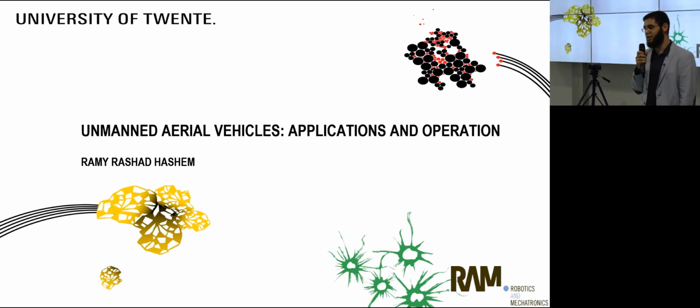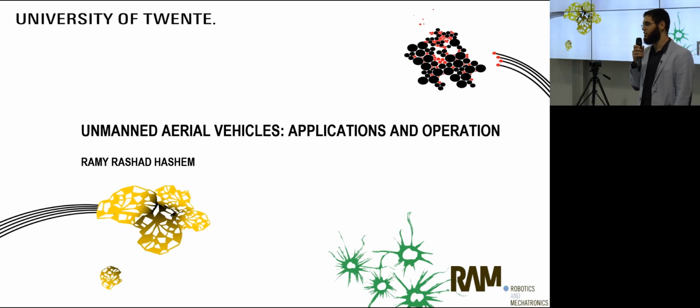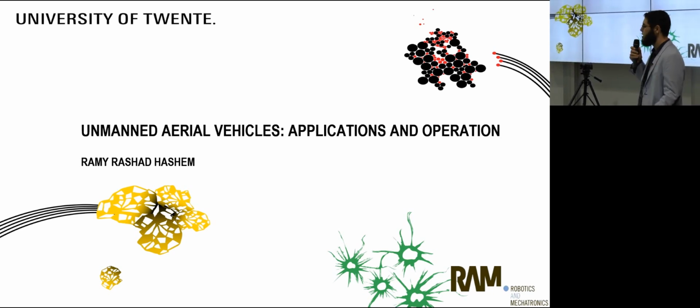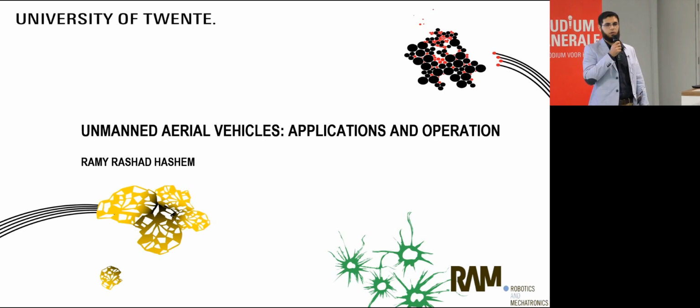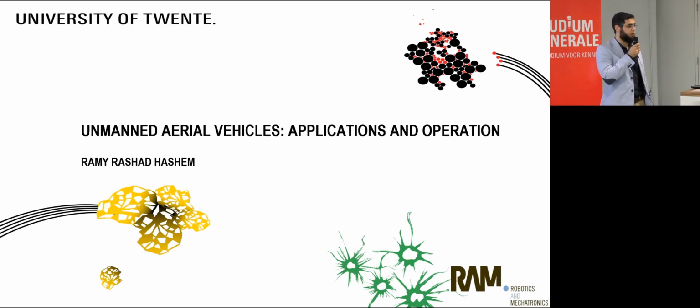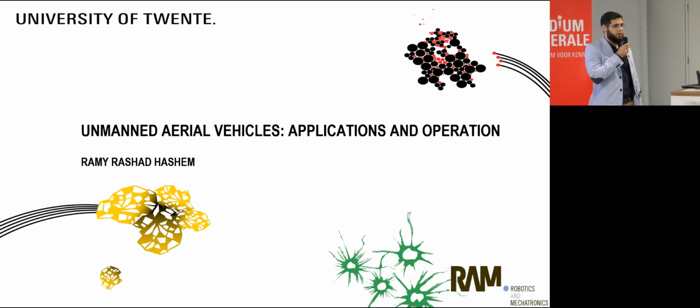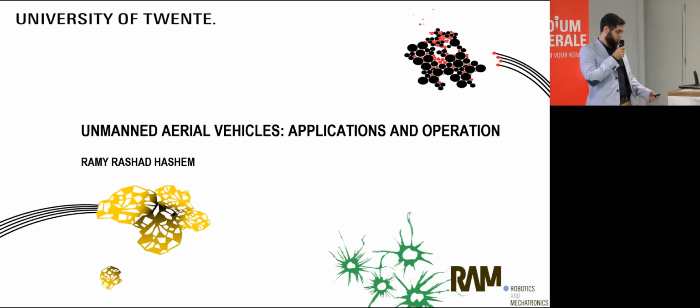I'm Ramy Rashad Hashim. I'm currently doing my PhD here at the University of Twente in the Robotics and Mechatronics group. And today my talk will be about the applications of unmanned aerial vehicles, UAVs for short, or drones for media coverage. You can call them a lot of names, but they're flying machines, so we can just call them that, or flying robots. And I'm going to talk about the operation of unmanned aerial vehicles, but we're going to choose one of these drones.